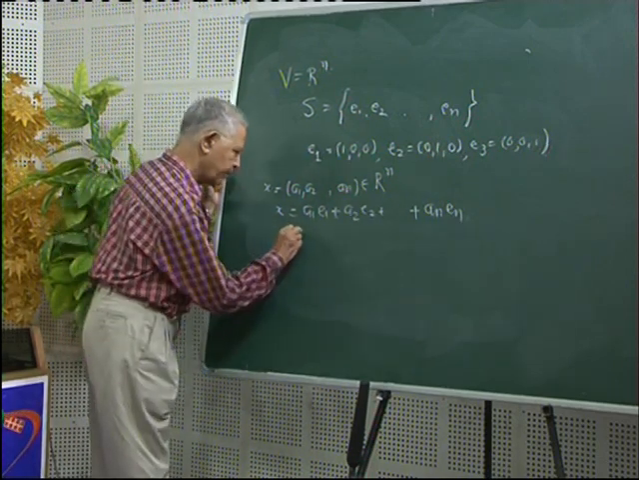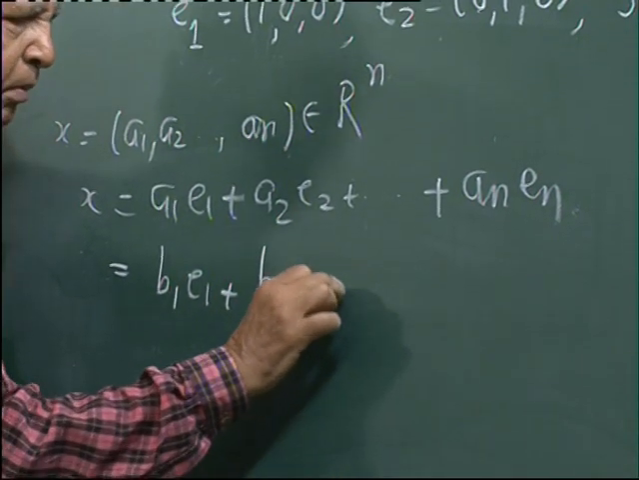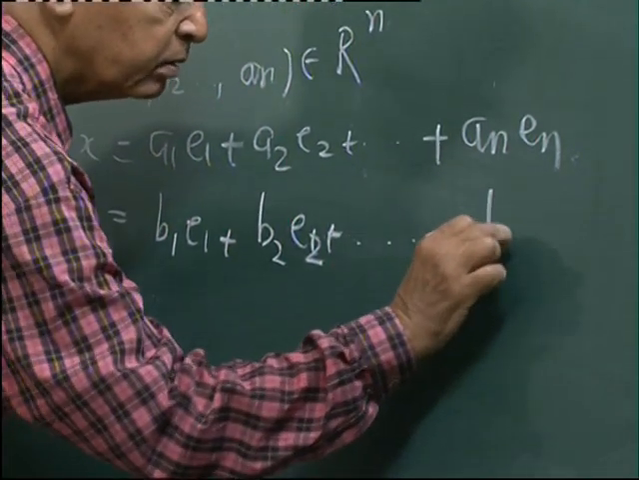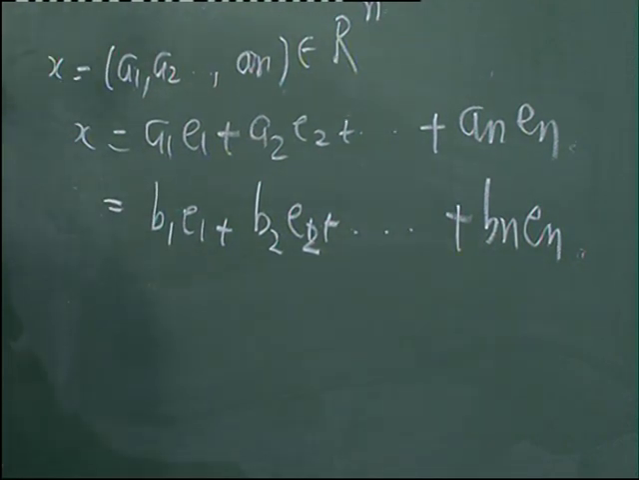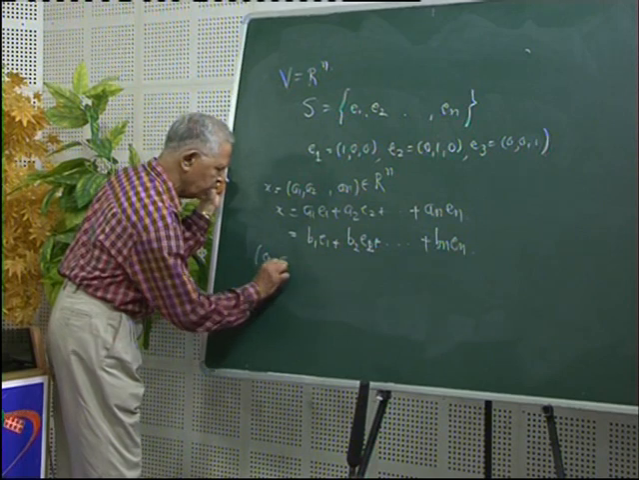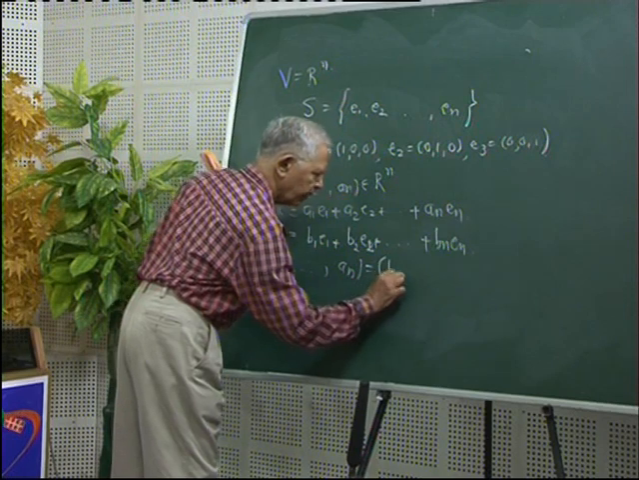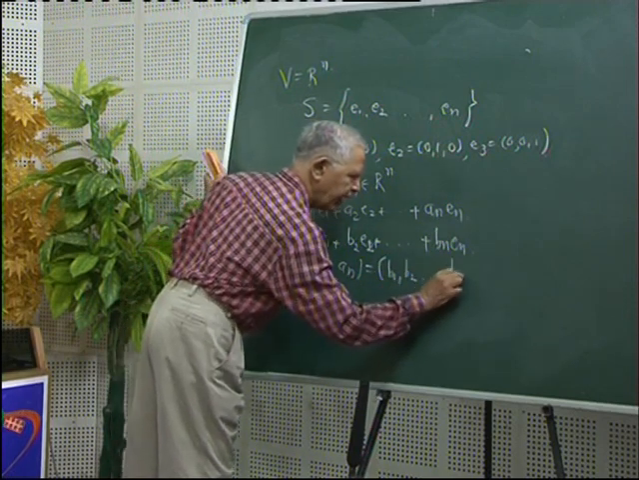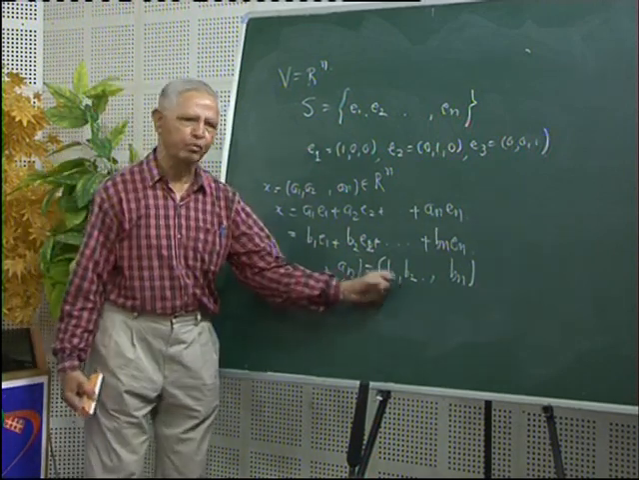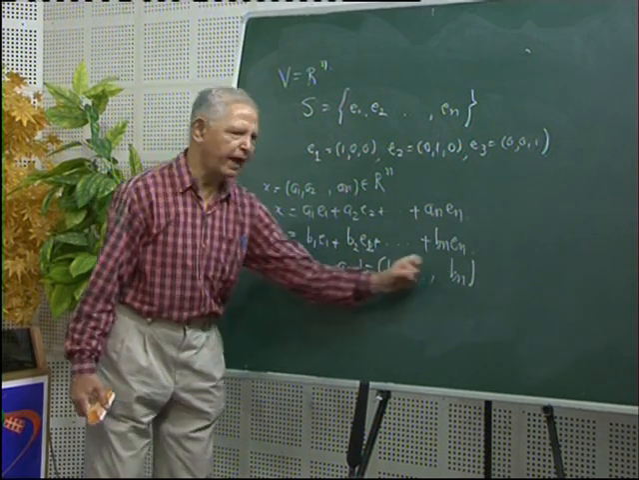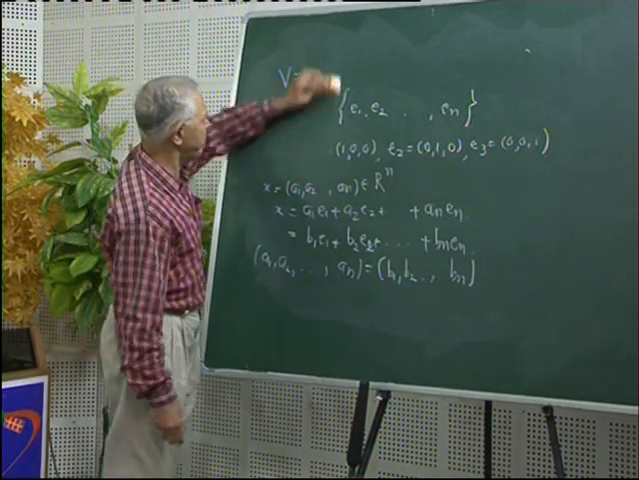If possible, suppose x can be expressed as b1 e1 plus b2 e2 plus ... plus bn en. Then what we get is that the n-tuple (a1, a2, ..., an) is the same as the n-tuple (b1, b2, ..., bn). Using the definition of equality, we get a1 equal to b1, a2 equal to b2, and an equal to bn.